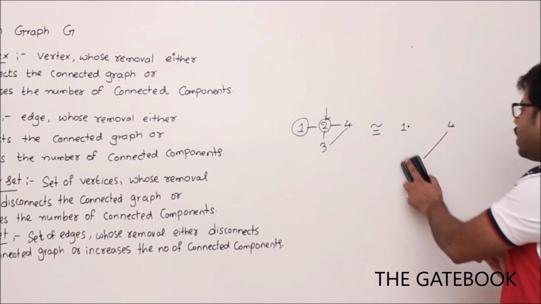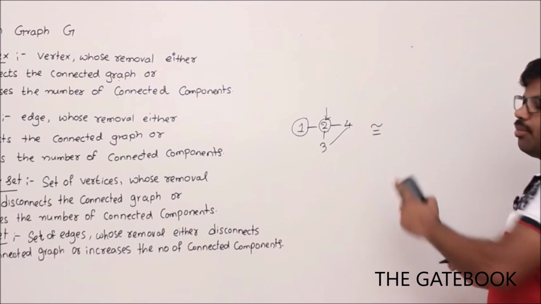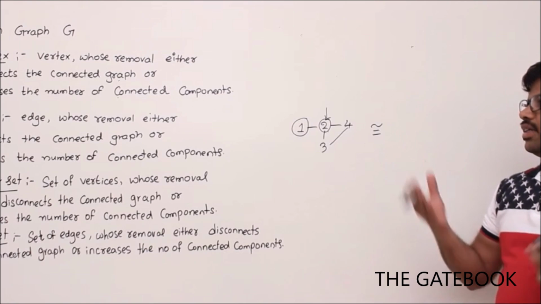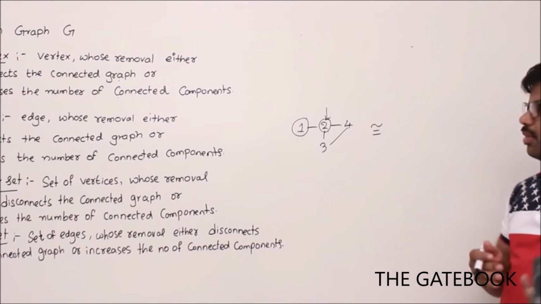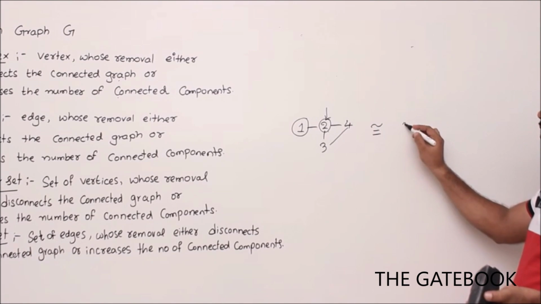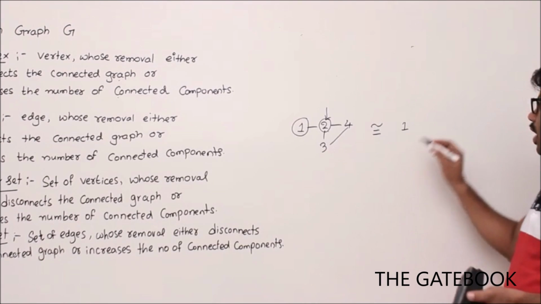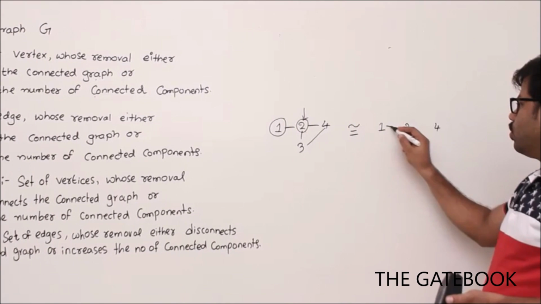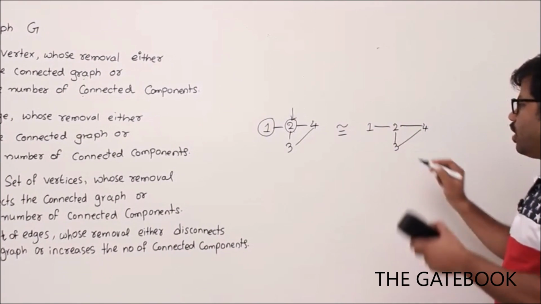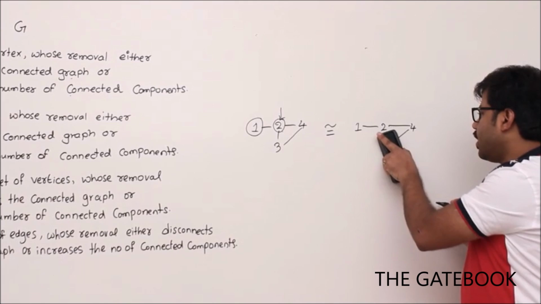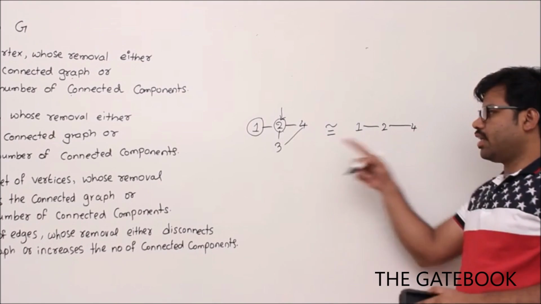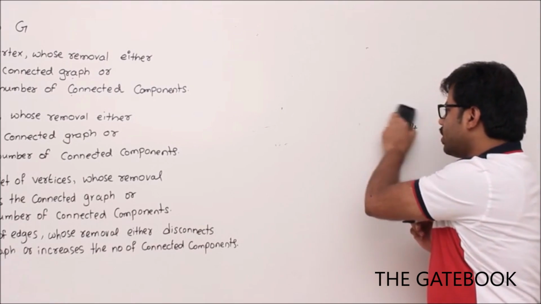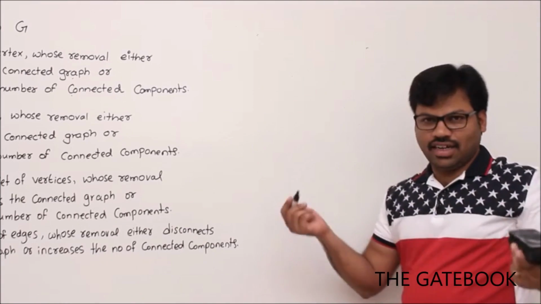Try to remove 3, you will understand that nothing happens. That means the number of connected components will not increase, and second, the graph will not be disconnected. For example, if I remove 3, then what happens? 1, 2, 4, 3. I'll show you here. If I remove 3 and all its corresponding edges, the graph is still connected. It was connected and now it is connected. That's why 3 is not a cut vertex. In that way, you can understand cut vertex.